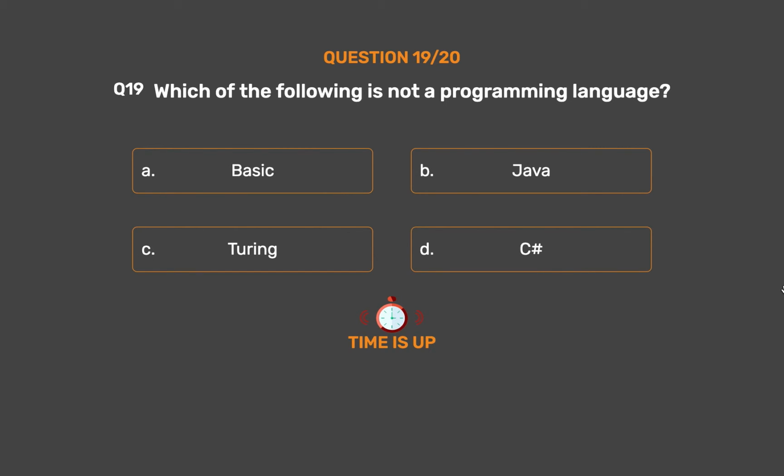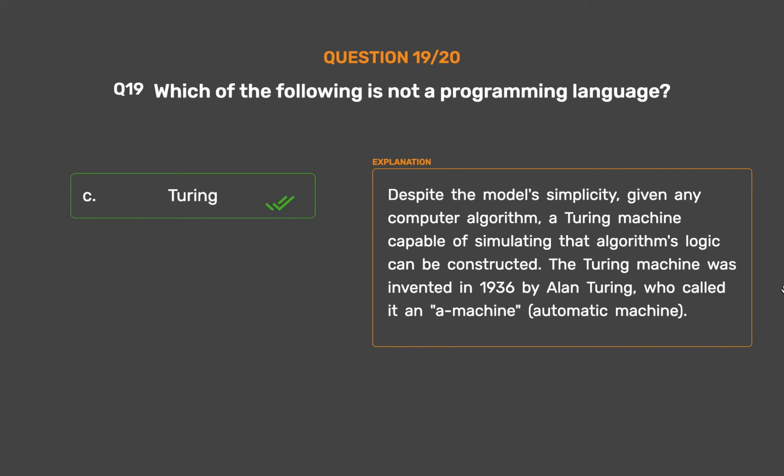The correct answer is option C. Turing. Despite the model's simplicity, given any computer algorithm, a Turing machine capable of simulating that algorithm's logic can be constructed. The Turing machine was invented in 1936 by Alan Turing, who called it an A-machine, automatic machine.